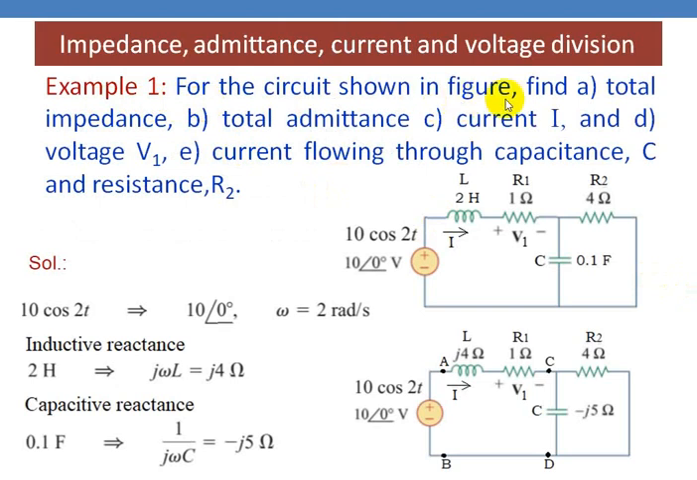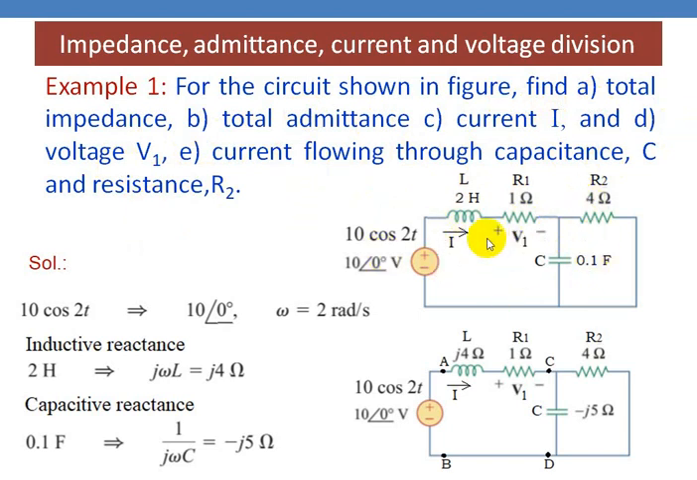For the circuit shown in figure, find A. The total impedance, B. Total admittance, C. Current I in the circuit, D. Voltage V1, that is voltage across resistance R1, E. Current flowing through the capacitance C, and resistance R2.